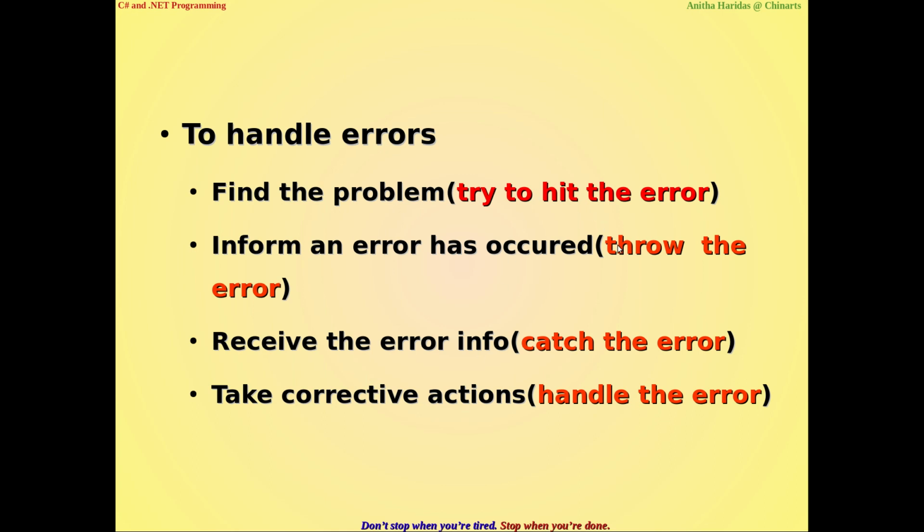So this is what is shown in the bracket, saying that when you find the problem, you call it as try to hit the error. When you inform an error has occurred, it is called, in technical terms, throwing the error. When you receive the error information, you call it catching the error information. Taking the corrective action is called the error handler, or you call it handling the error. So these are the 4 things that we have to do to handle a runtime error.